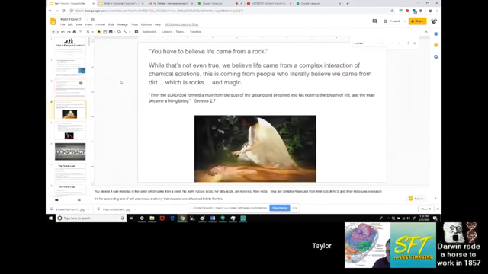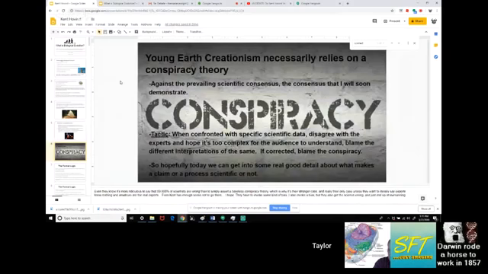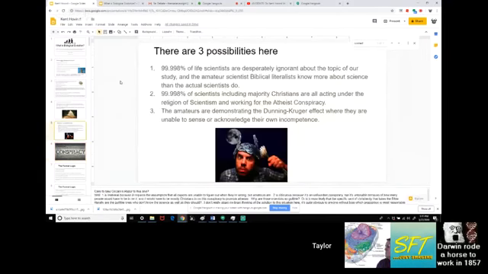So there are three possibilities here with creationism. Either 99.998% of life scientists are desperately ignorant about the topic of our own study, and amateur scientists, like biblical literalists, know more about science than the actual scientists do. That's possibility number 1. Possibility number 2 is that 99.998% of scientists, including a majority of Christians, are all acting under the religion of scientism and working for some sort of vague atheist conspiracy. The third option is that the amateurs are demonstrating the Dunning-Kruger effect, where they are unable to sense or acknowledge their own incompetence. And this is not some sort of attack on anyone. I'm an amateur in many subjects.